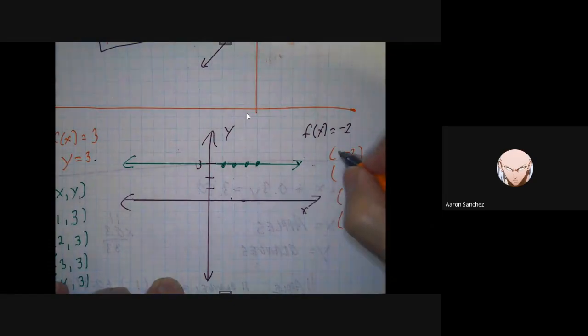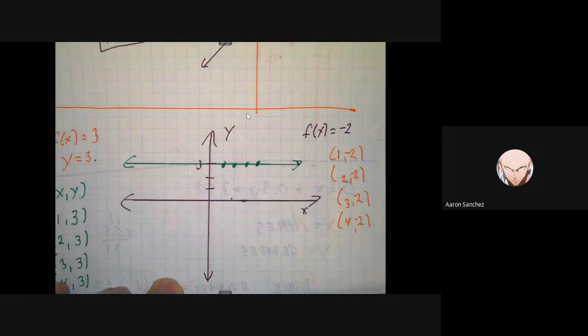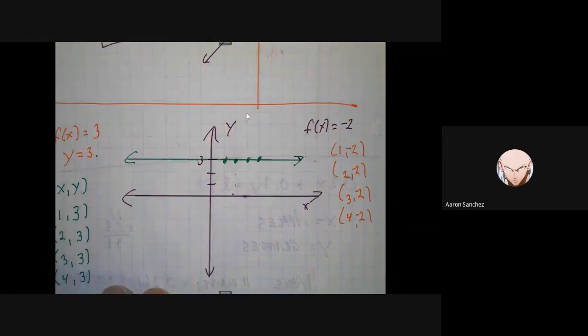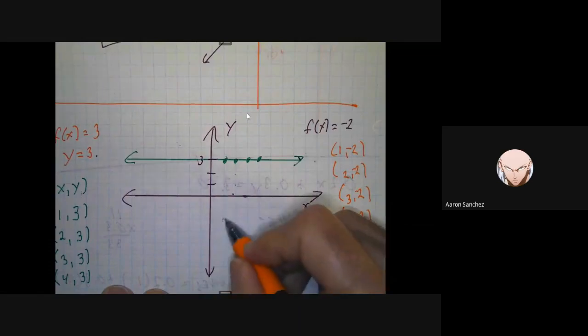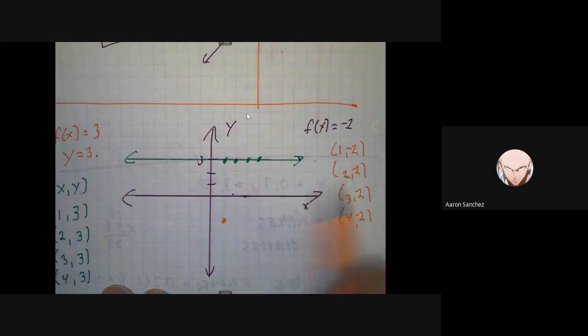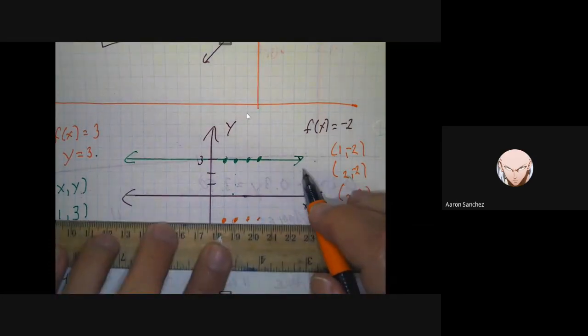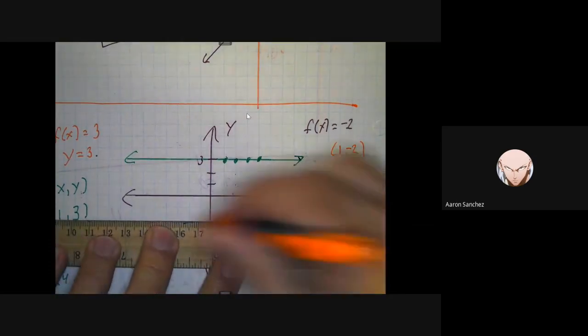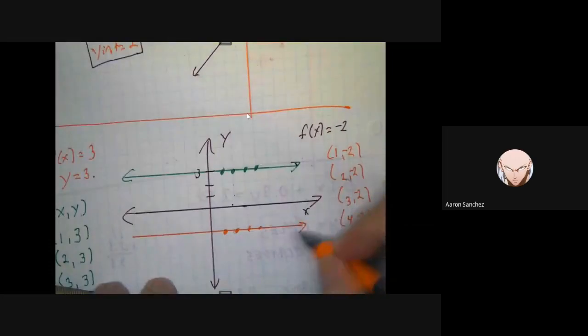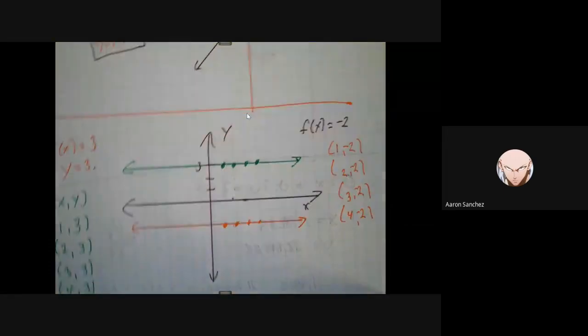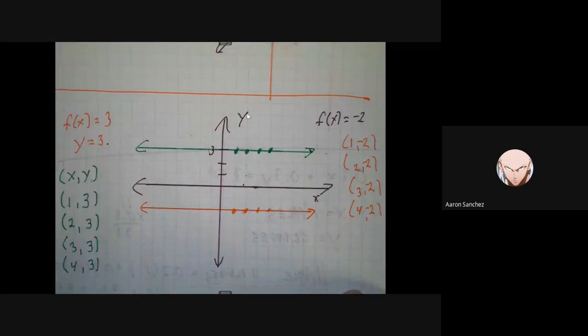And then my x can be 1, 2, 3, 4. You don't need to do this, but if you get the idea of what it's going to look like, you find where -2 is. 1, -2, right here. 2, -2. 3, -2. 4, -2. F of x equals -2 would be there. Okay, so if you see that on a test, it's going to be a horizontal line where y equals that number. You do it with anything.